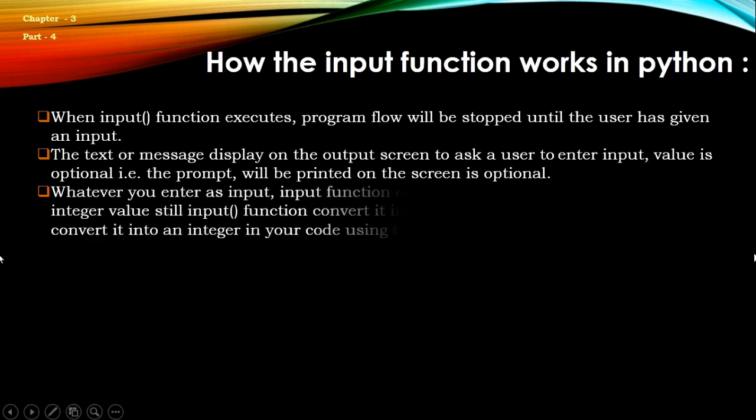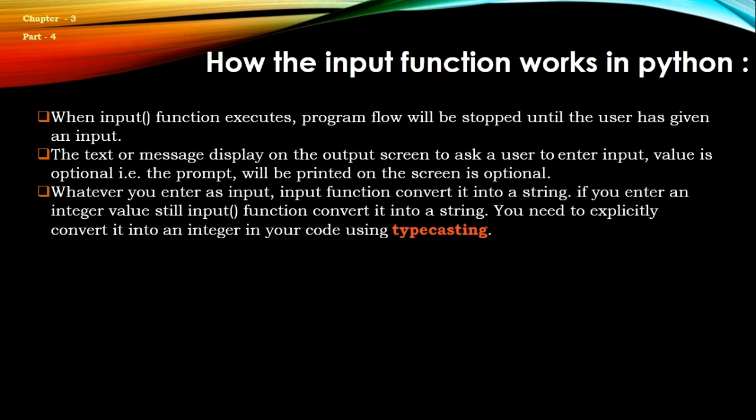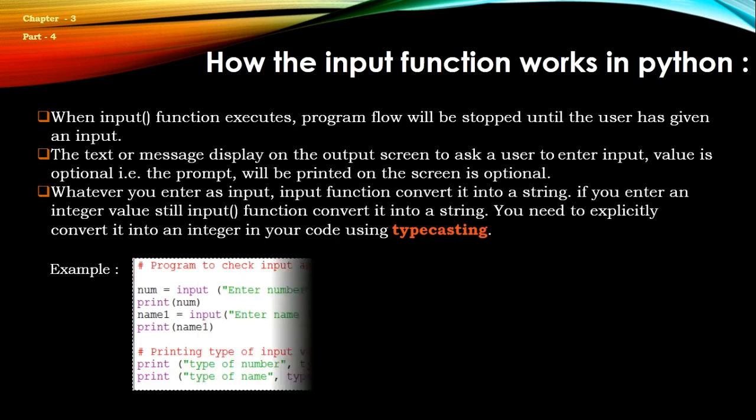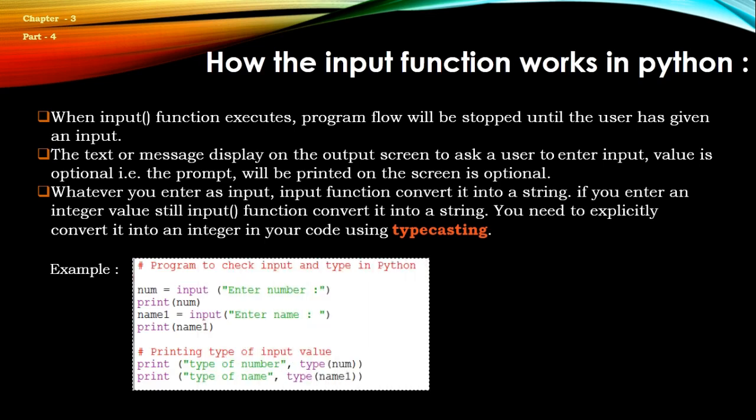Whatever we enter as input, the input function converts it into a string. And if we enter an integer value, still the input function converts it into a string. So in such a case, we need to explicitly convert it into an integer in our code by using typecasting. For example, in this, you can see the comment here. The comment is: a program to check the input and type in Python. So I have created a variable num equals to input, "Enter your number", then print num.